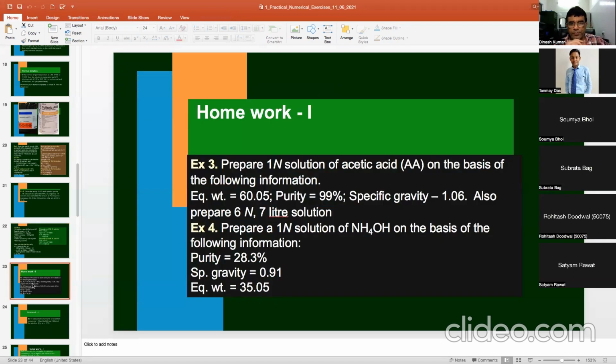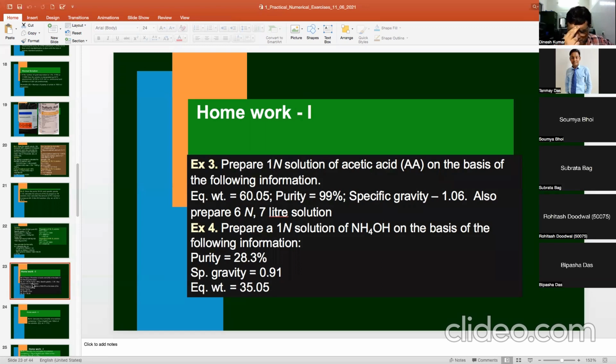Now, these examples I am giving you as homework. Shortly, I will share this PowerPoint presentation, you can get it from me. I will send you, and then you can do these numericals. You are required to make a practical record in a Word file, and write about this practical.